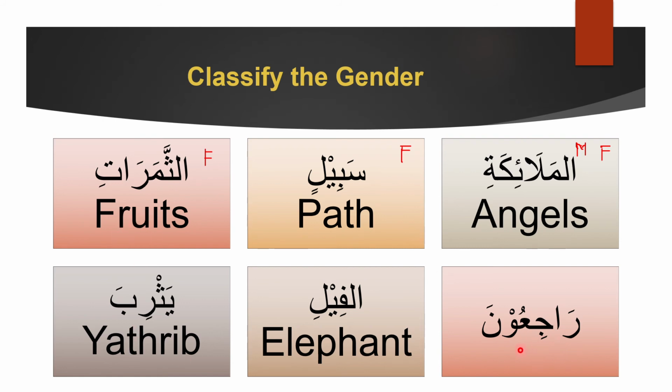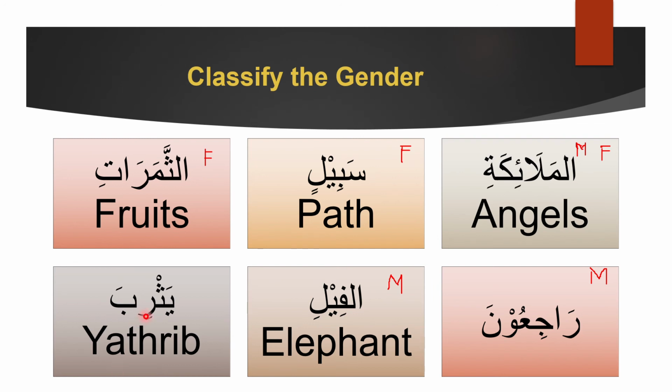Next, raji'una. This one is masculine because of the masculine plural. Next, al-fili. Now this word, first of all, we can see it means elephant, but even without the meaning, if we actually look at this, we know that it cannot be a broken plural. It doesn't have any of the endings, and therefore it is masculine because it has no reason to be feminine.